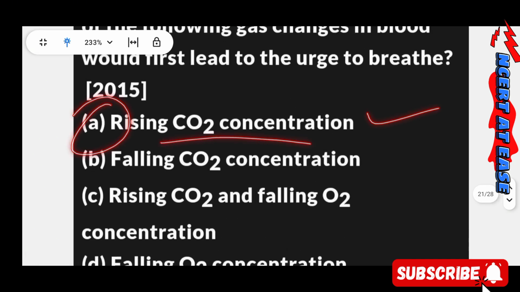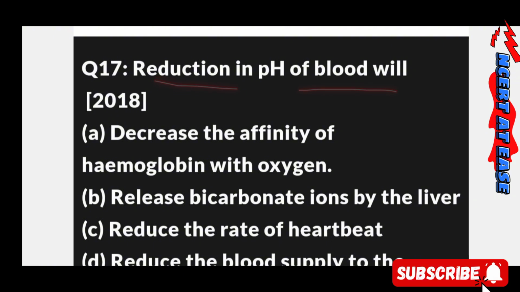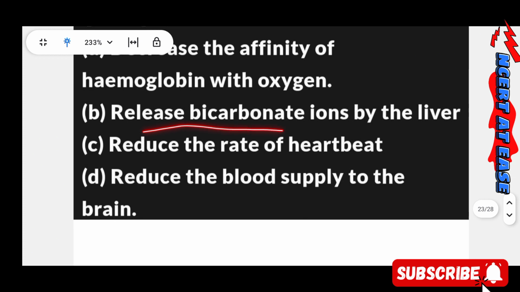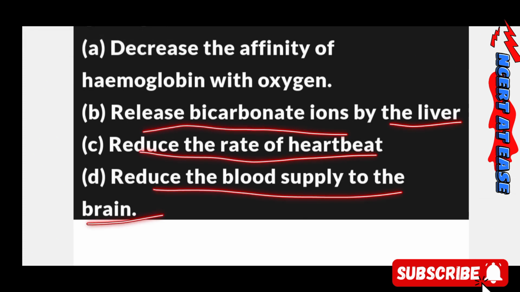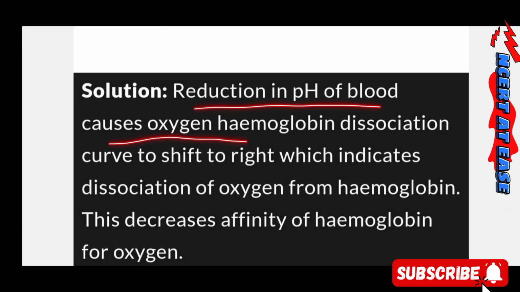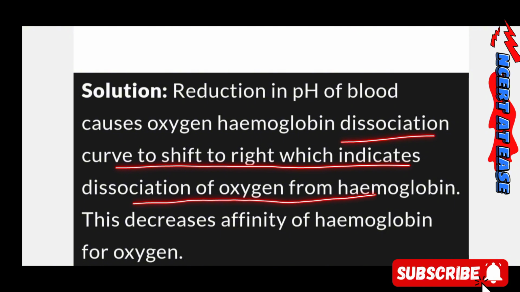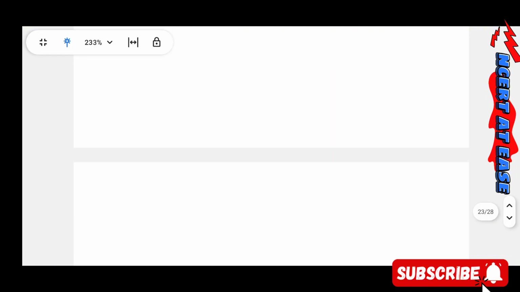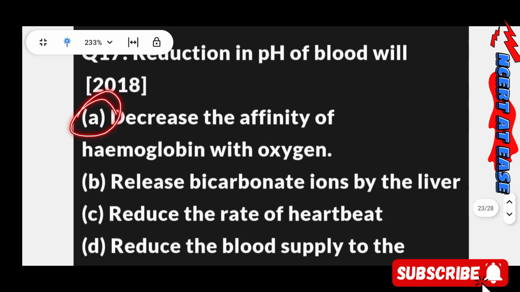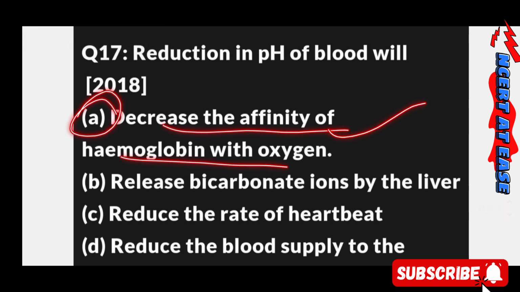Option A, rising CO2. Reduction in pH of blood will decrease the affinity of hemoglobin with the oxygen, release carbonate ion by the liver, reduce the rate of heartbeat, reduce the blood supply to the brain. Reduction in pH of blood causes the oxygen hemoglobin dissociation curve to shift to the right, which indicates dissociation of oxygen from hemoglobin. This decreases affinity of hemoglobin for oxygen. Option A, decrease the affinity of hemoglobin with the oxygen.